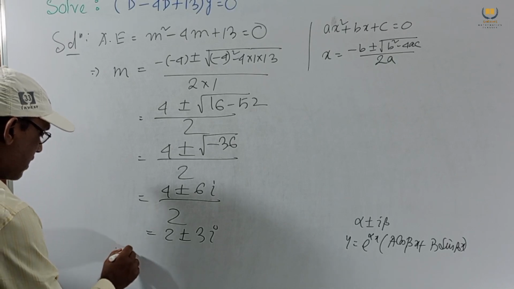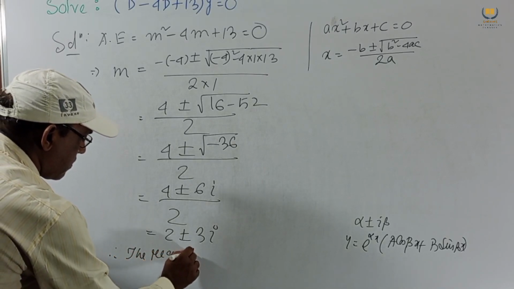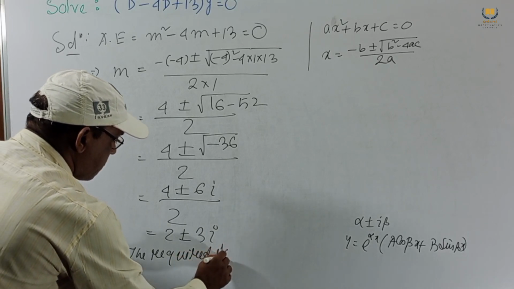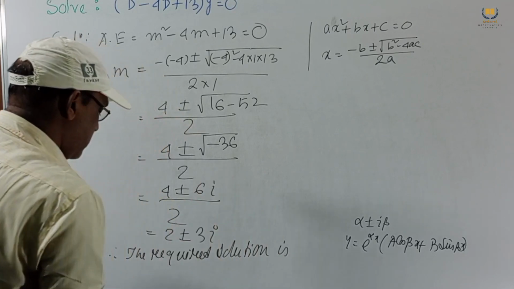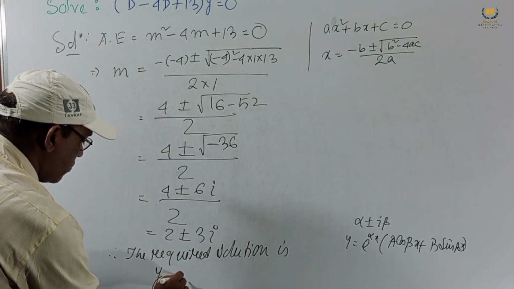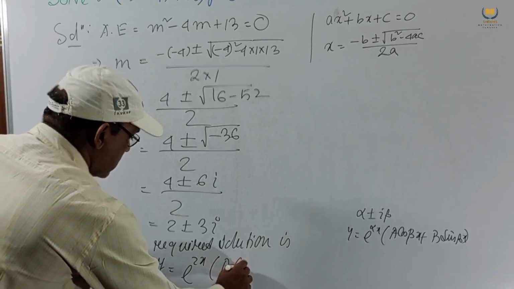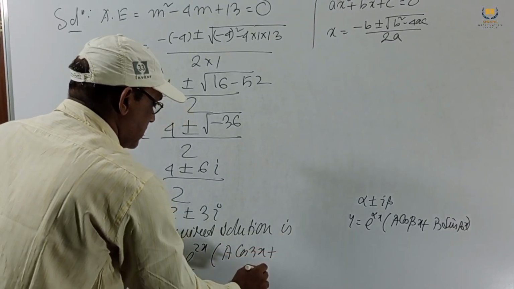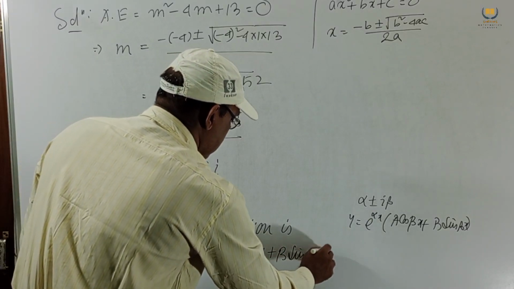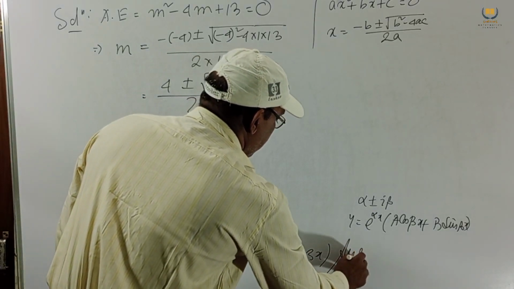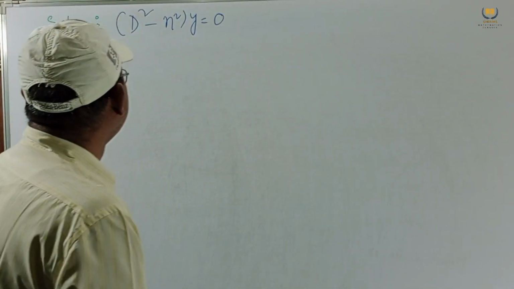Therefore, the required solution is y equal to e to the power 2x into a cos 3x plus b sin 3x, and this is our final answer. Very easy solution, very interesting problem.